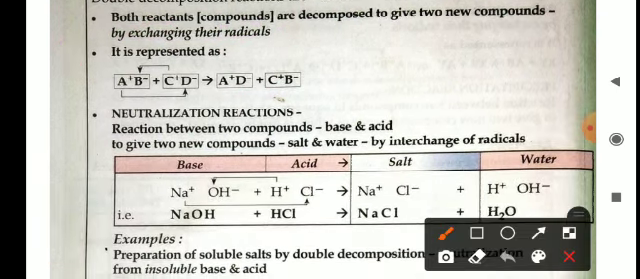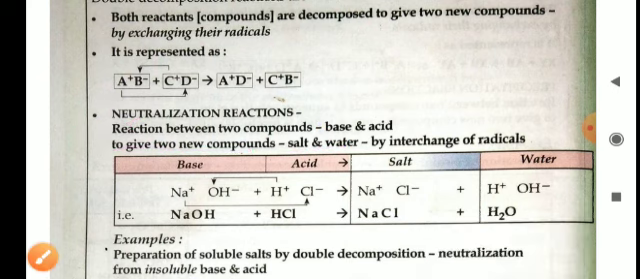Now come to the neutralization reaction. Neutralization reaction is also a type of double decomposition reaction. But what is the definition of neutralization reaction? When acid and base react with each other, salt plus water is formed. Such reactions are known as neutralization reactions. The reaction between bases and acids to give two new compounds, salt and water, by interchanging of radicals is called neutralization reaction.